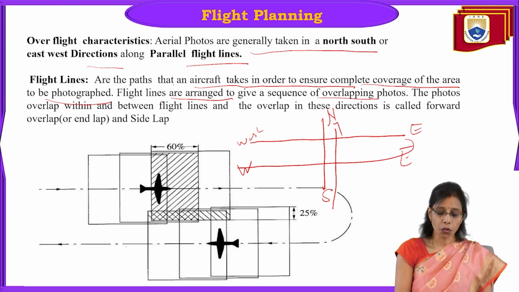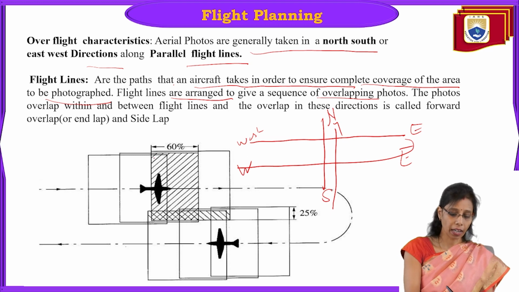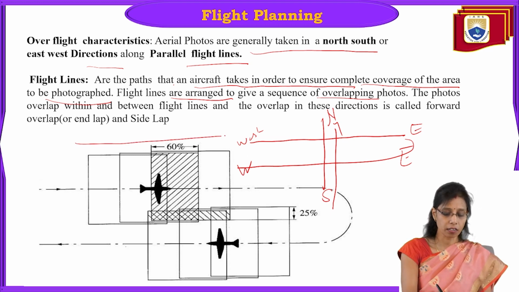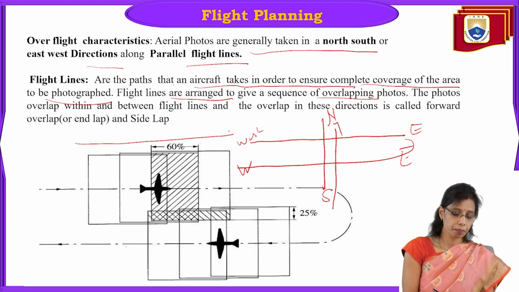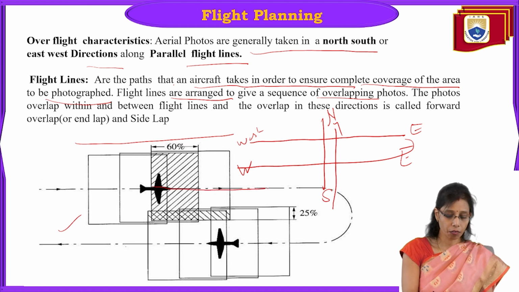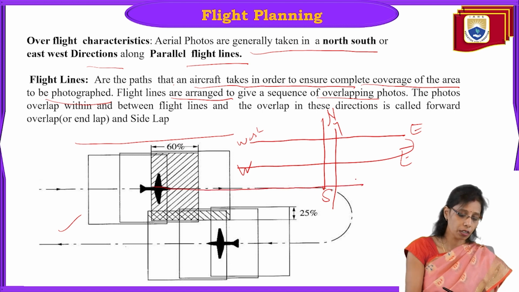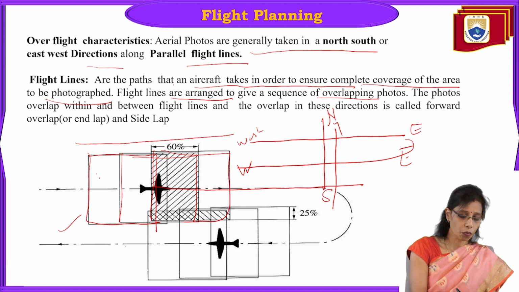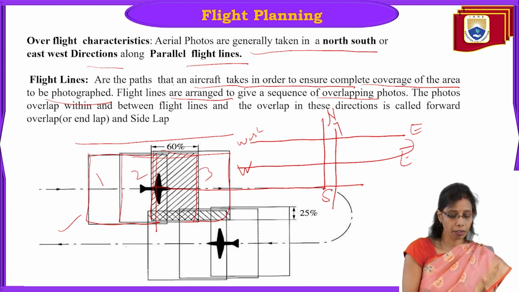So what are overlapping photos? When a flight line goes in a direction like this, it has to give an overlap area. You can see in this figure, this is the flight going from one direction to the other direction. While going, it is clicking the photos. Let us see, this is photo number 1 it has clicked, this is photo number 2, this is photo number 3. So we have three photos here.